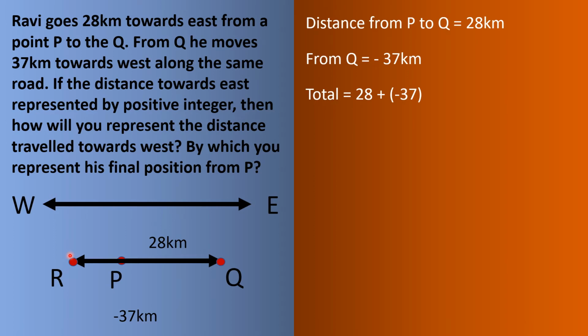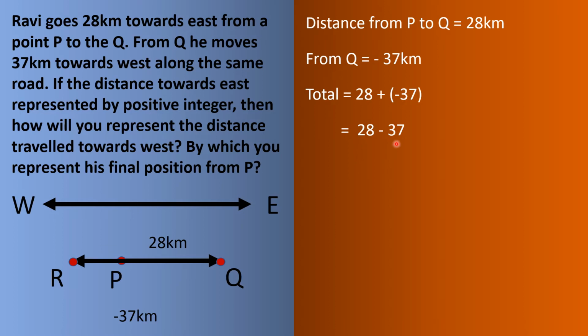28 plus minus 37 means we will do subtraction: 28 minus 37. Now we will subtract, because there is one positive integer and one negative integer. We will do subtraction and our answer will be in the form of a negative integer. Why? Because the absolute value of minus 37 is 37 and the absolute value of 28 is 28.